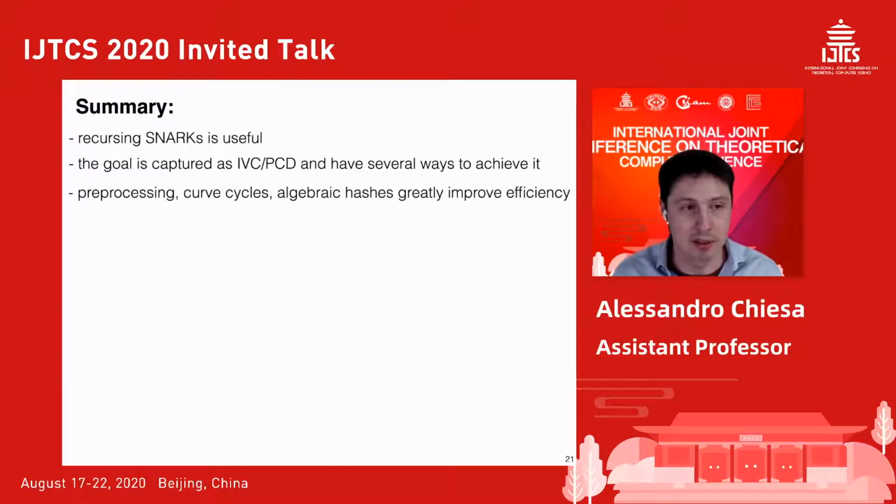I didn't talk about the specific techniques, but here are some keywords. There are some things called preprocessing, elliptic curve cycles, and algebraic hashes. These are the main buzzwords that have been used to achieve practical efficiency for recursive proofs.